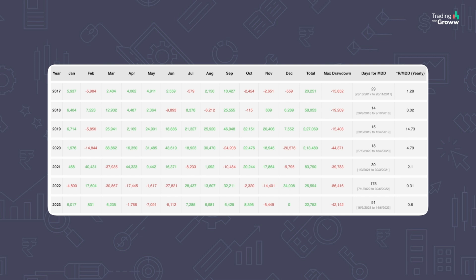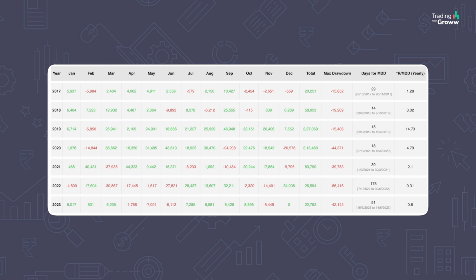But on a yearly basis, if you see, most of the time it has ended up in green. So specifically when there are big movements in the markets like 2019 and 2020, it has given phenomenal profits with very minimal drawdown. So basically, this is going to be a breakout trading system.